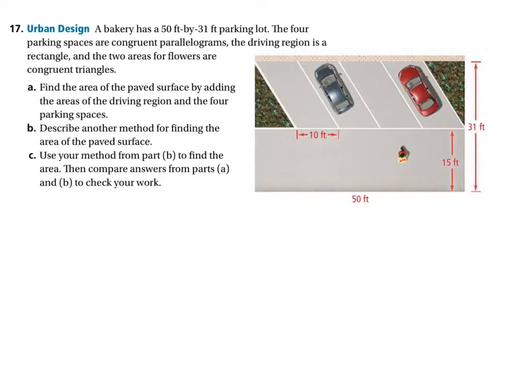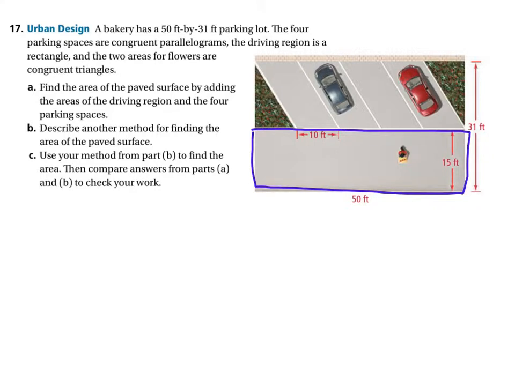So they give us instructions for A. They say find the area of the paved surface by adding the areas of the driving region and the 4 parking spaces. So let's do that first. Let's first find the area of the driving area, this right here.